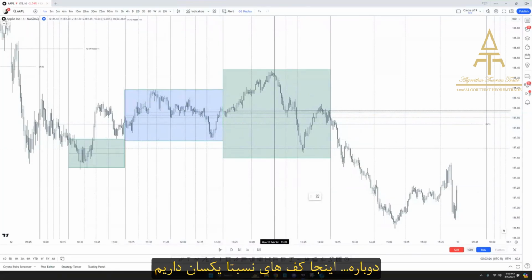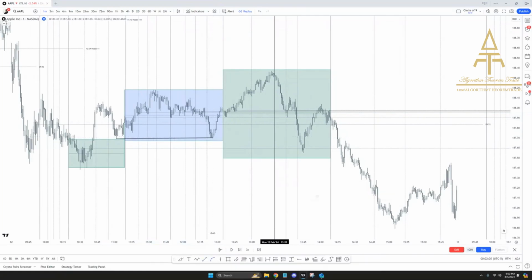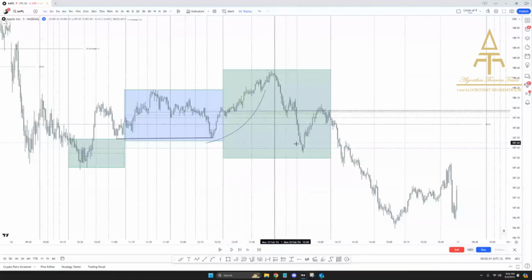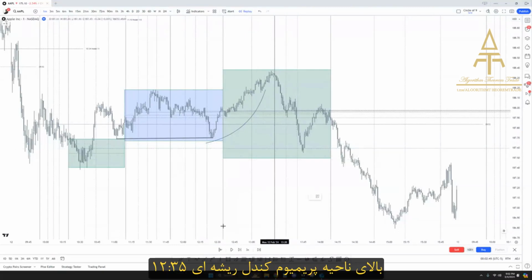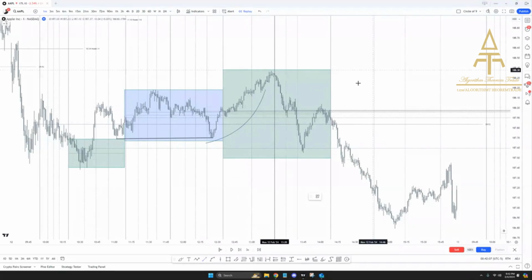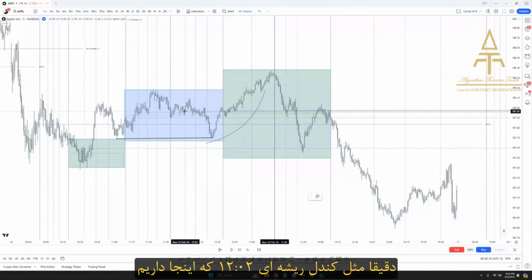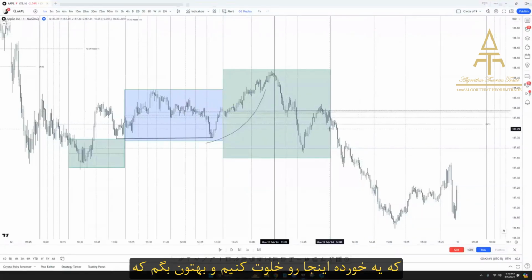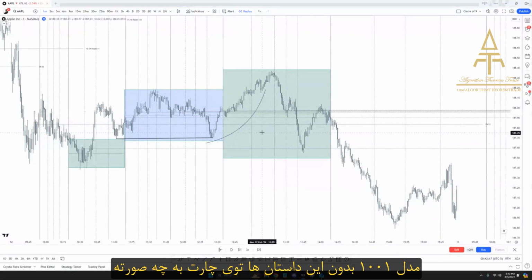Equal lows, again, right here, relative equal lows. Engineered sell side, manipulation to a high, starts disrespecting bullish PD arrays, above premium of the 1235 root candle, as well as the 1202 root candle over here. Now I'm going to turn off the indicator just to clean things up and let you know what Model 1001 looks like without all this clutter.